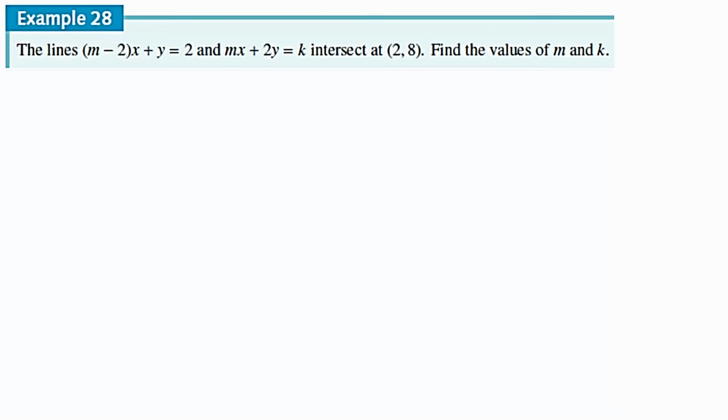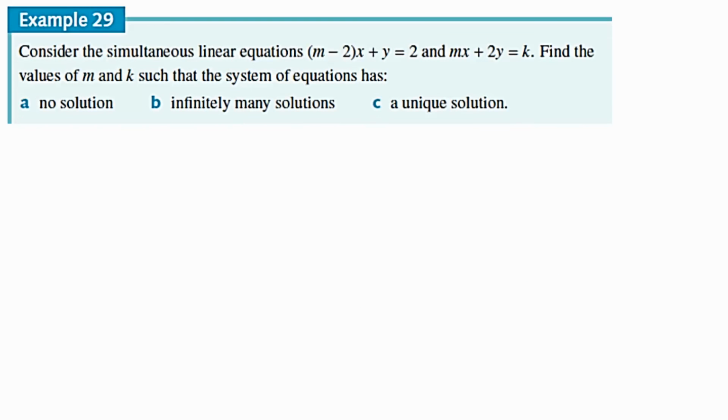Let's do this one. It has 3 scenarios in it, yeah? So it says, consider simultaneous linear equations. You got first line, you got another line. So there's 2 lines. Now we don't know whether these 2 lines are going to intersect or not because it depends on what m and k is. Okay, we don't know what m and k is. Now find the values of m and k such that the system of equations has no solution.